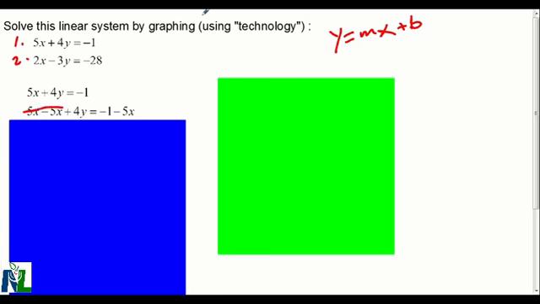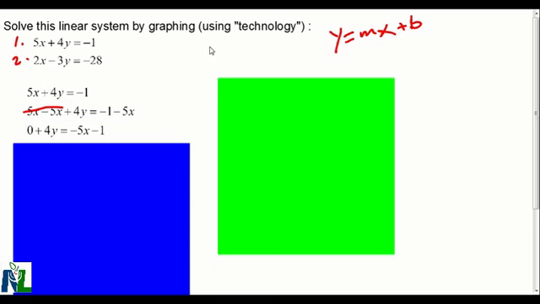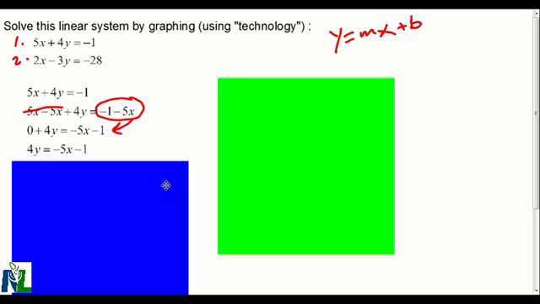5x minus 5x will be 0. So on the left-hand side, I'll have 0 plus 4y. On the right-hand side, I'm going to rearrange this piece. Instead of writing it as negative 1 minus 5x, I'm going to write it as negative 5x minus 1. 0 plus 4y on the left is going to be just 4y, and on the right I've got negative 5x minus 1.